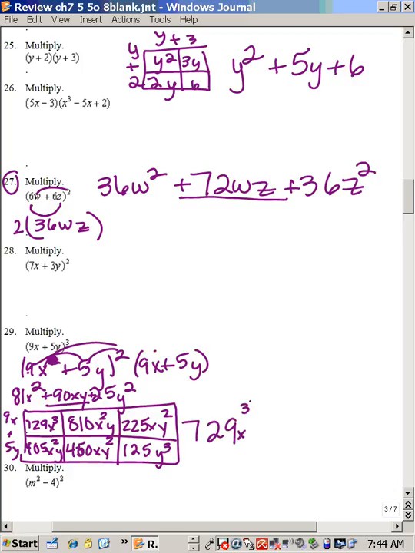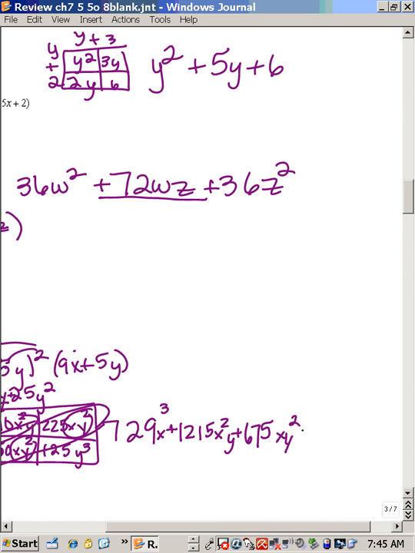729x cubed. Add these together, that gives me 1,215x squared y. Adding these together, no, I cannot add those together, can I? X squared, oh, yes I can. Putting those two together, you know what I was looking for? I was making sure that these two were the same so that I could add them together. That gives me 675xy squared. And then on the end, 125y to the third. Well, that was fun.